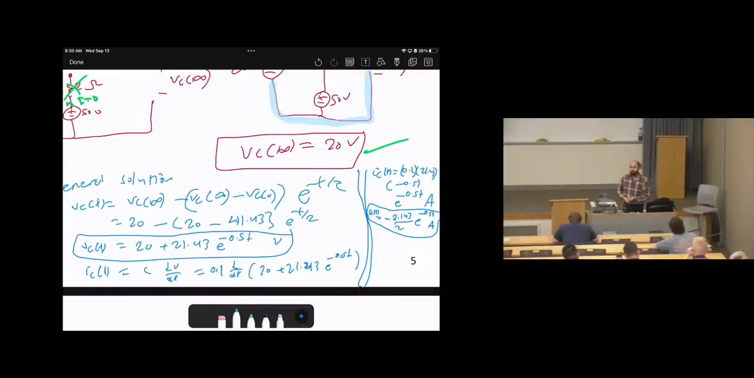Okay? Any question about this example? So that's it. That's how we can solve RC circuits: first write the general solution, then we have three unknowns, then back substitute these three unknowns, then find the derivative to find the currents.